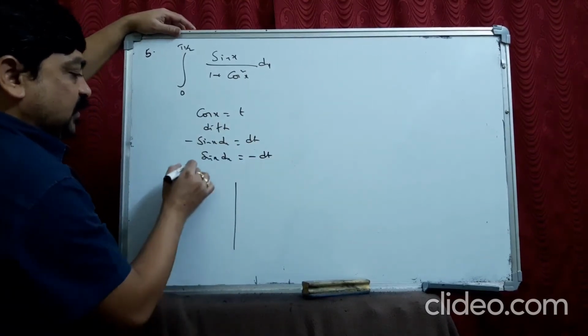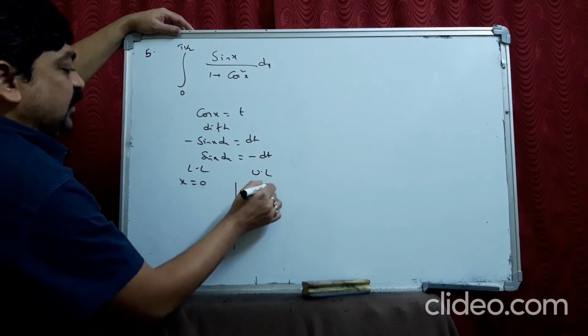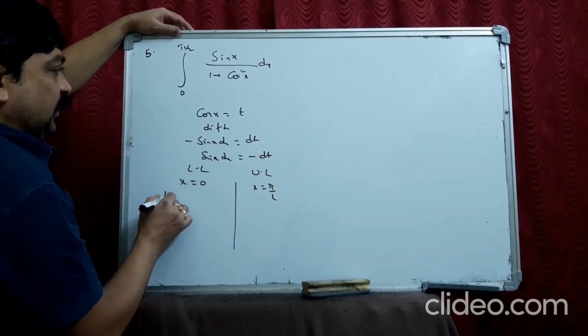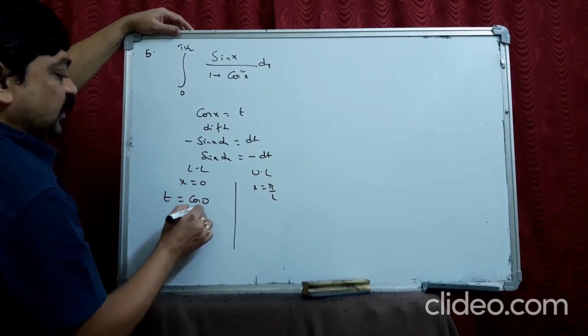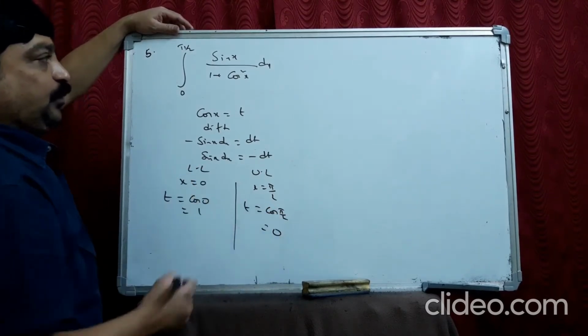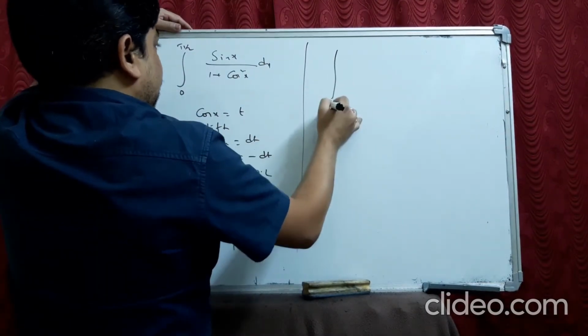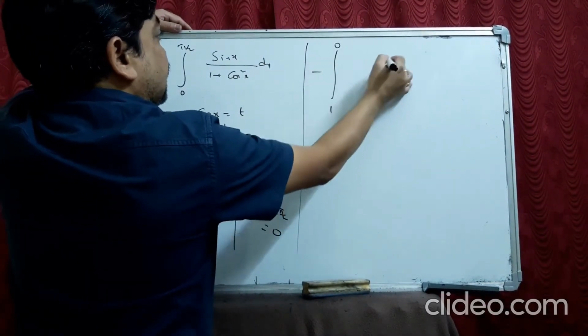The same way with limits, lower limit and upper limit. When x is 0, when x is 90, t becomes cos 0, that is 1. T becomes cos 90, which is 0. The whole problem converts to integral from 1 to 0 of minus dt.